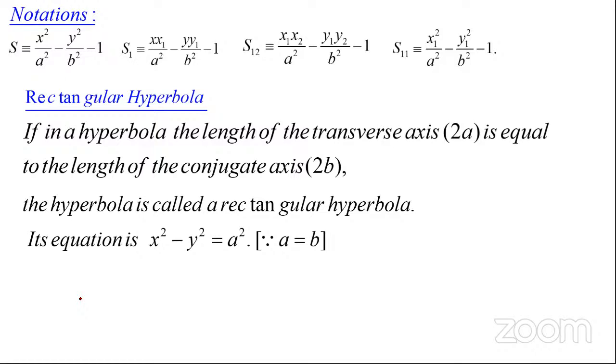Its equation: any hyperbola is x square by a square minus y square by b square equal to 1. But I'm substituting b as a, so that is a square equal to 1. Just solve this one, you will get x square minus y square equal to a square, where a equal to b. Otherwise you will get x square minus y square equal to b square also. So this is called a rectangular hyperbola.